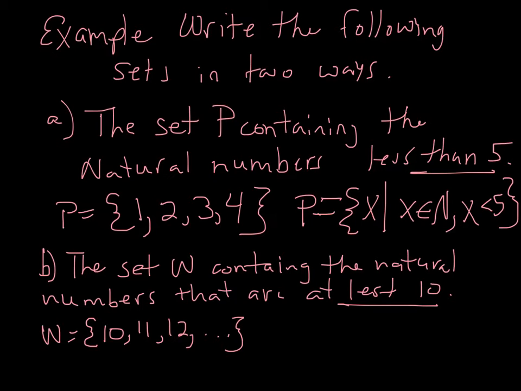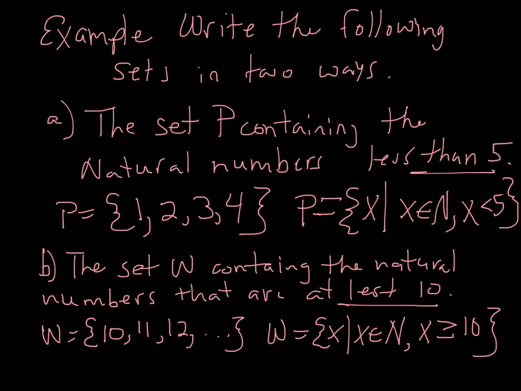And of course we can write that in mathematical descriptors by saying, well, W is the set of all x such that x is a natural number and x is greater than or equal to 10. And there's our description. And we've followed the directions. We've written the sets in two ways. We did a listing and we did a descriptor in mathematical notation.